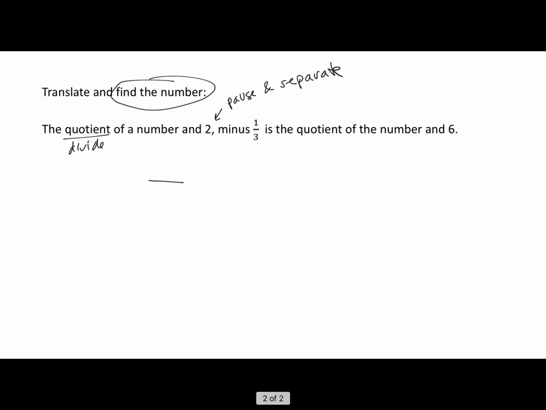So the quotient of, the next part is the numerator, and separates the denominator. And is what separates terms, or in this case, numerator and denominator. So the quotient of a number, we don't know what number, so let me use x to represent that. And denominator 2. Then pause and separate. So completely separate. Minus means subtract. 1/3. Is means equals.